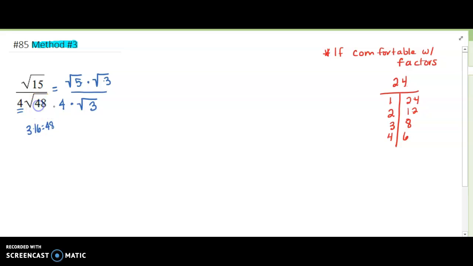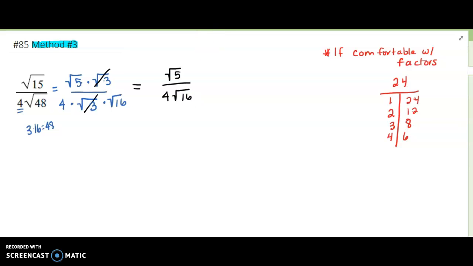So I can change square root of 48 into square root of 3 times the square root of 16. Okay, some of you are wondering, why did you do that? This looks worse than before. Well, I did that because square root of 3 on top and square root of 3 on bottom cancel out. So I'm left with square root of 5 over 4 square root of 16.